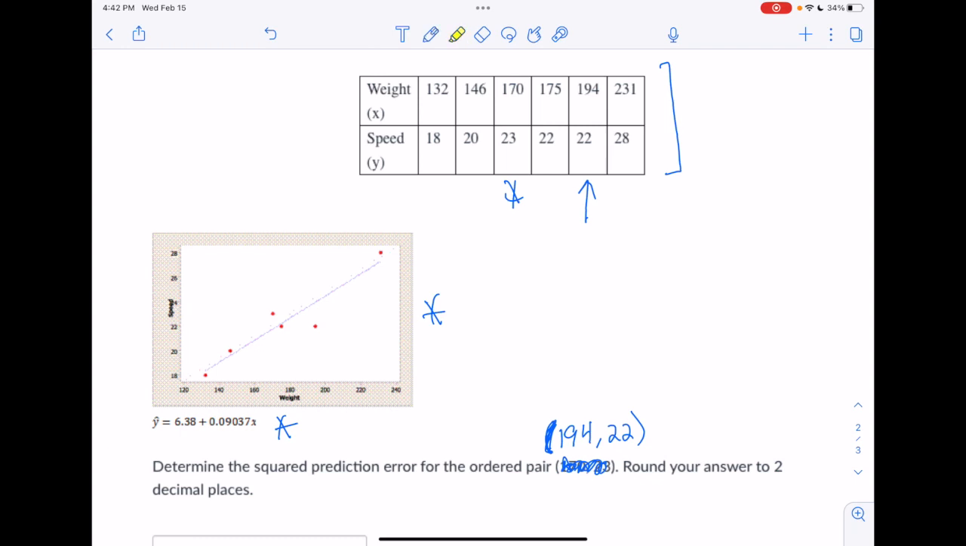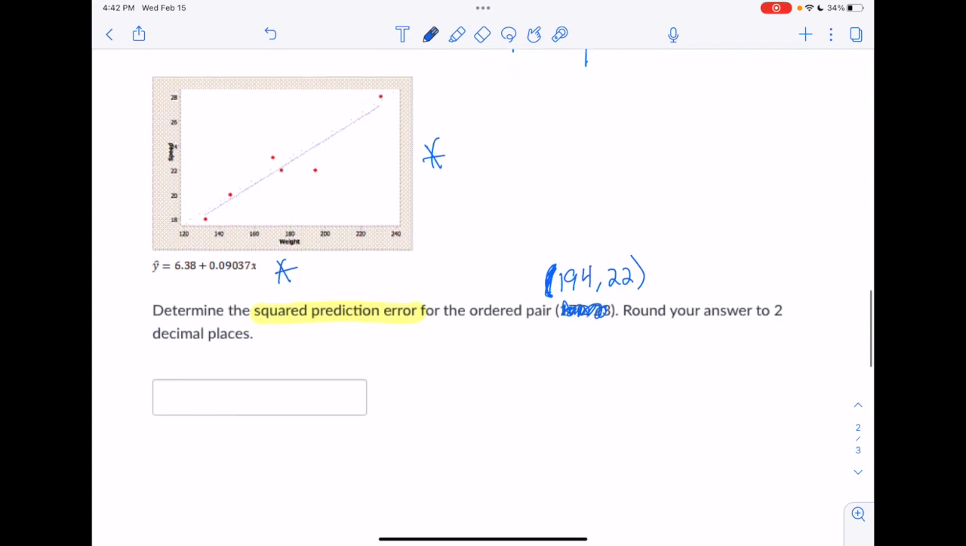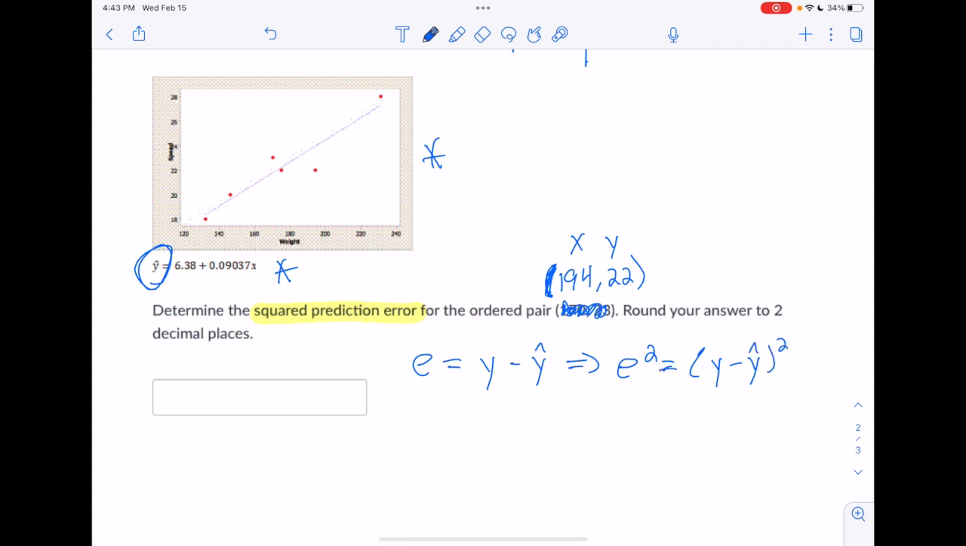They want us to get the squared prediction error. So we need to kind of hunt down those values. So error is the difference between an actual y value and a predicted y value. So predicted y values are y hat. So this is actual ordered pair here from our data set. So this is an x and a y. Y hat comes from the prediction equation. That's why it has the y hat on it right there. So if that's what error is, then error squared would be just the square of that. So y minus y hat squared. So we have the y value, 22, and we need to find the y hat value to plug into that.